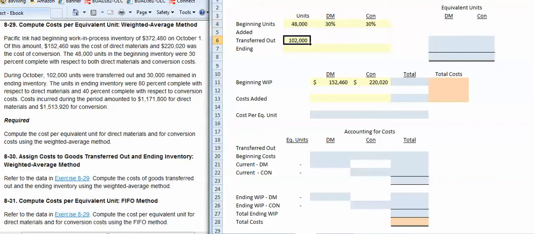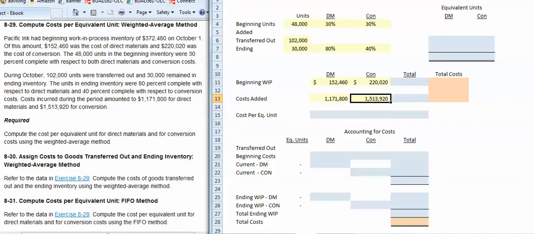During October, 102,000 units were transferred out, and 30,000 units remained in ending work in process inventory. The units in ending inventory were 80% complete with respect to direct materials and 40% complete with respect to conversion cost. Costs incurred during the period amounted to $1,171,800 for direct materials and $1,513,920 for conversion cost.